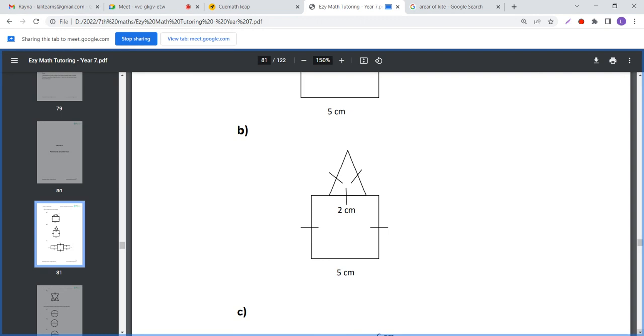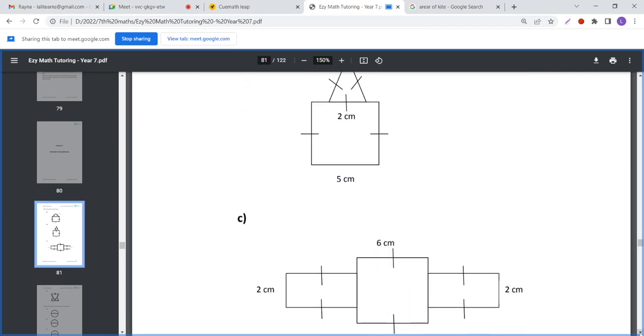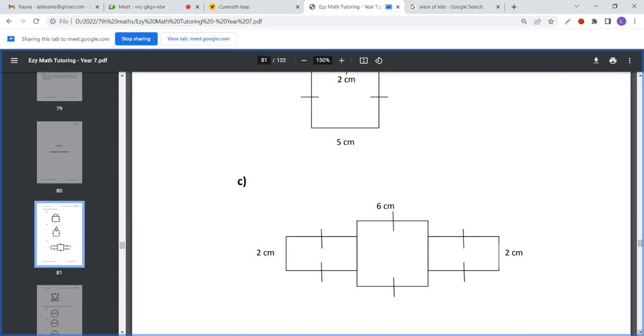Okay, so this is going to be 21. That will be 34. How did you get 34? Wait. Oh no, not 34. 40.